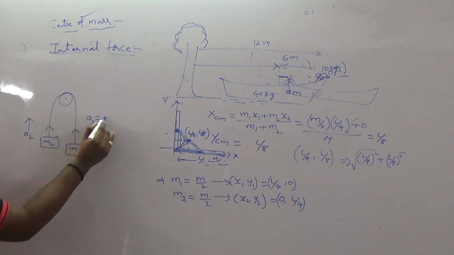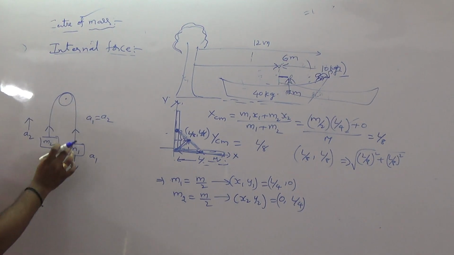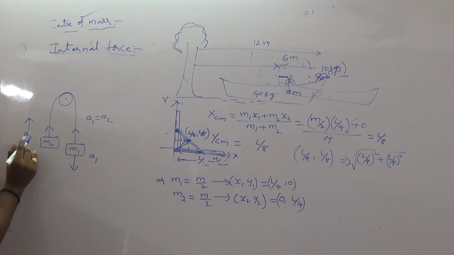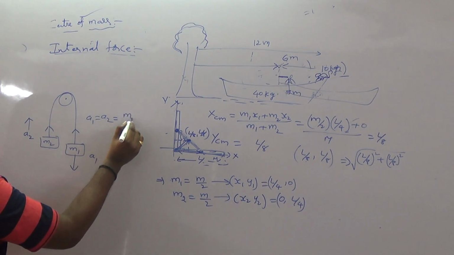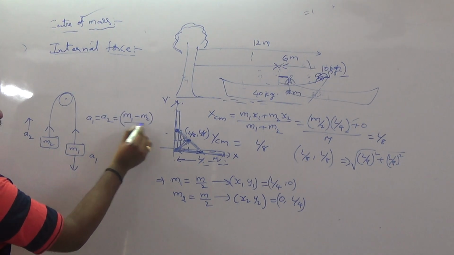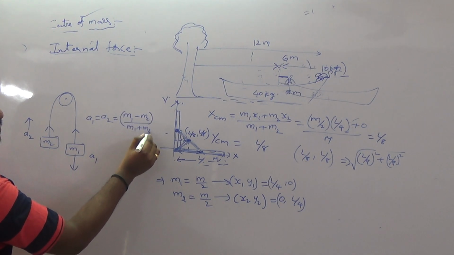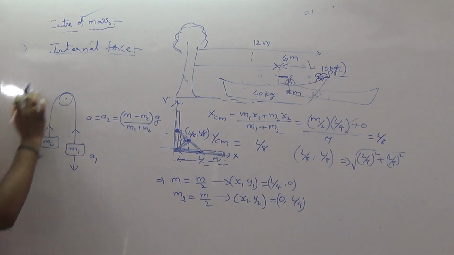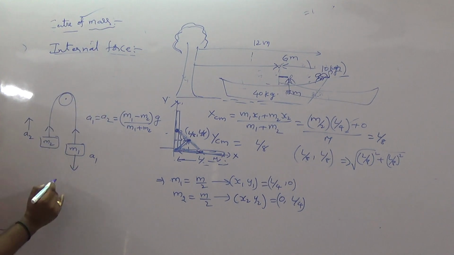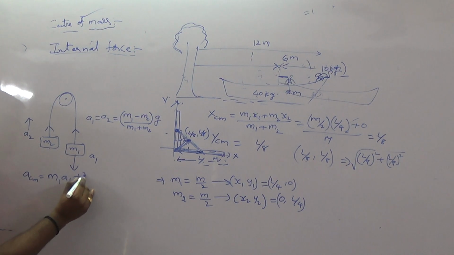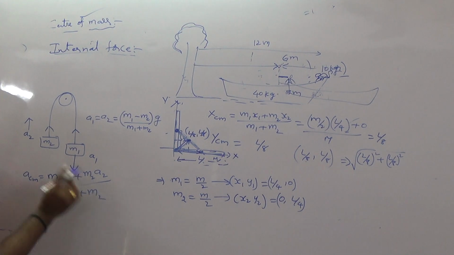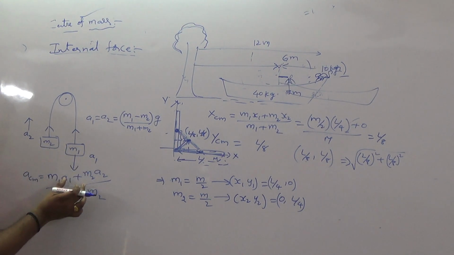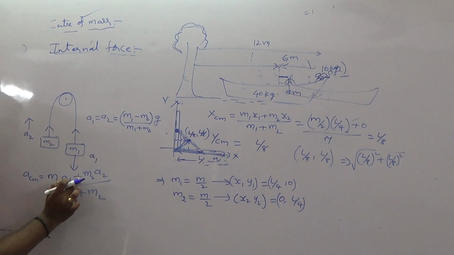Here a1 is equal to a2 because both are moving with the same acceleration. One is moving downward, one is moving upward. So a1 is equal to a2, which equals m1 minus m2 by m1 plus m2 into g. That is the acceleration of the first particle and of the second particle. What is the acceleration of the center of mass of this system? We know the basic formula ACM equals m1 a1 plus m2 a2 by m1 plus m2. Here the two particles are in opposite directions. One is moving downward, the other is moving upward.